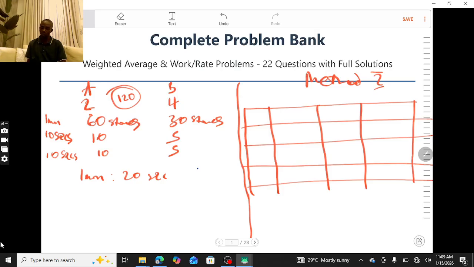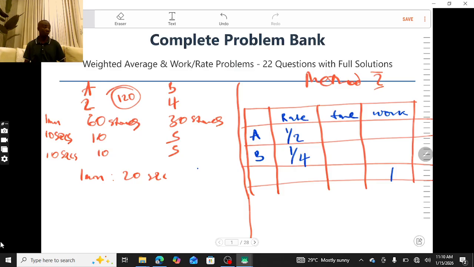So what we have said before, since this is work, remember, rate times time will give us work, right? So for A and B, the rate of A will be 1/2, and it makes sense. And the rate of B will be 1/4, right? That is if we assume that the work is 1.